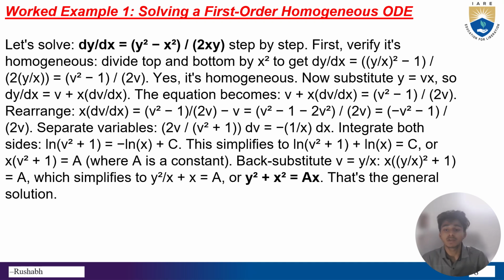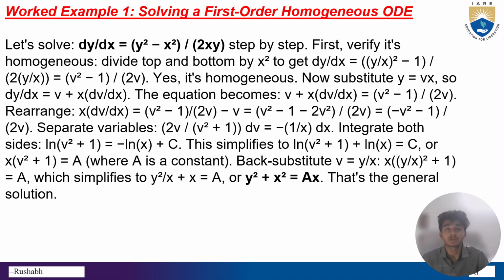Back substitute v = y/x. We get x((y/x)² + 1) = a, which simplifies to y²/x + x = a, or y² + x² = ax.